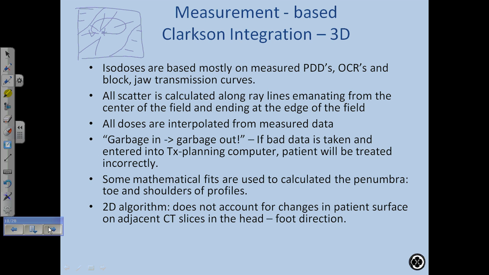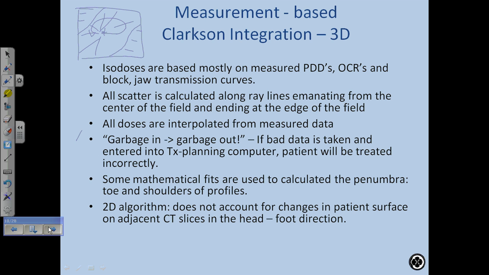And then everything's interpolated from measured data. So if it calculates a field size of 14.5, but you never measured a PDD of 14.5, it interpolates between your 14 and your 15. Okay, so it's constantly interpolating stuff too. All right, garbage in, garbage out. I already said that. Some mathematical fits are used. Okay, we talked about that.